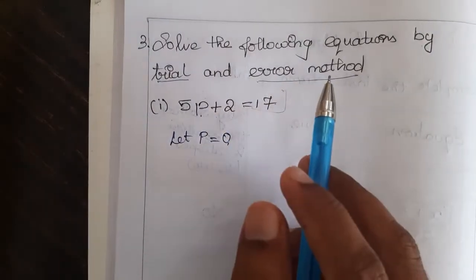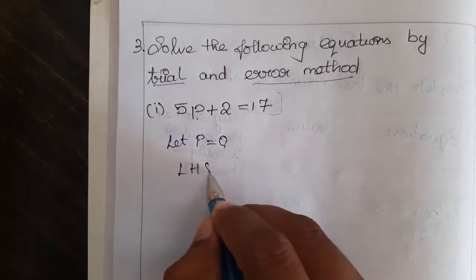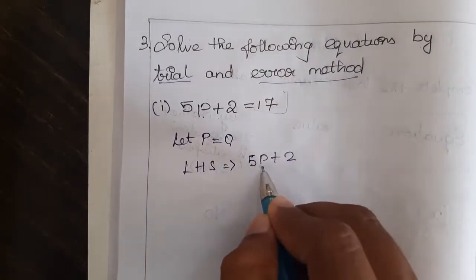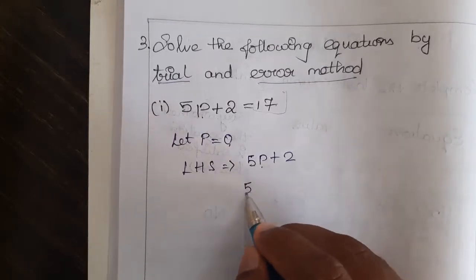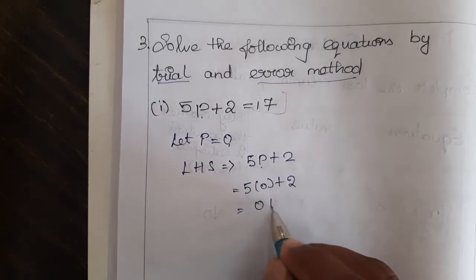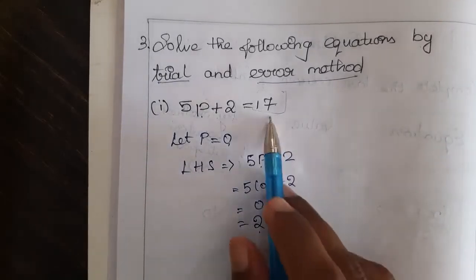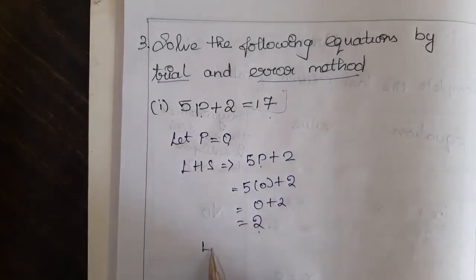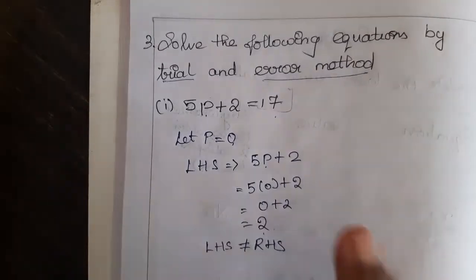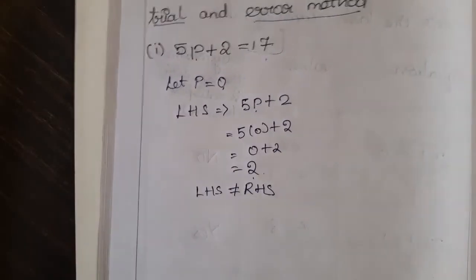If it is not, then it is not a solution, right? So in the LHS, what is the LHS given? 5p plus 2. So instead of p I am going to substitute 0. So 5 into 0 plus 2. 5 into 0 is 0, plus 2. 0 plus 2 is 2. So is it equal to RHS? No. So LHS is not equal to RHS. Hence it is not a solution. So let me try with another number.